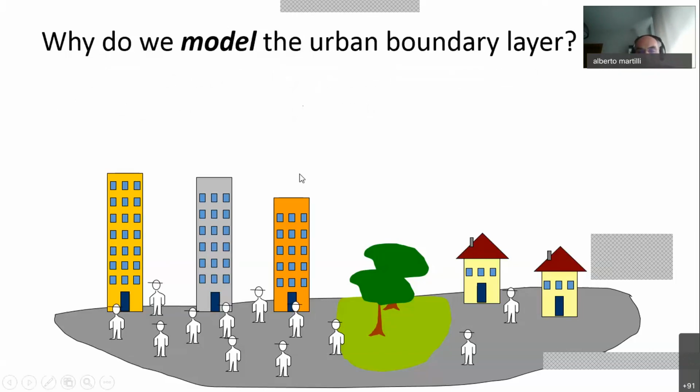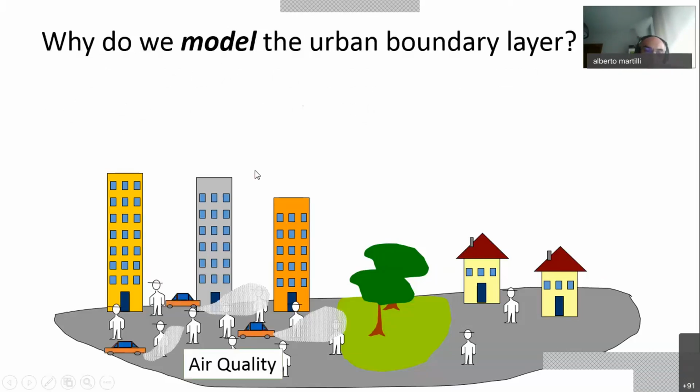I can find at least 5 reasons, 5 applications. The first one is certainly air quality. Historically, I think it's been the first reason why people started to study the atmosphere in cities. They want to know the quality of the air we breathe.